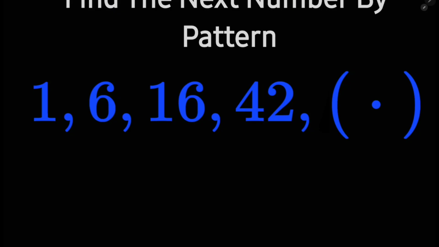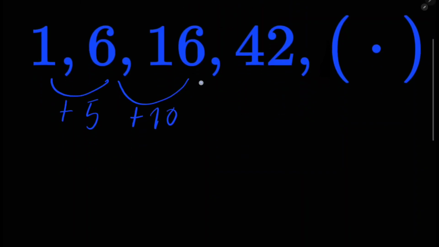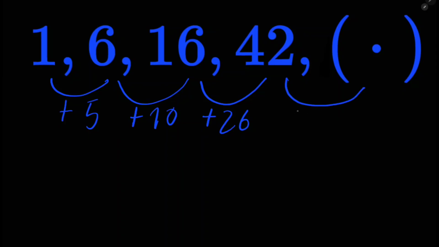So from here, we're going to do it like this. From 1 to 6, it is plus 5. From 6 to 16, you get to see that it's plus 10. From 16 to 42, you get to see that it's plus 26. Then from 42 to an unknown term, we'll get to see that it is plus a variable we don't know.